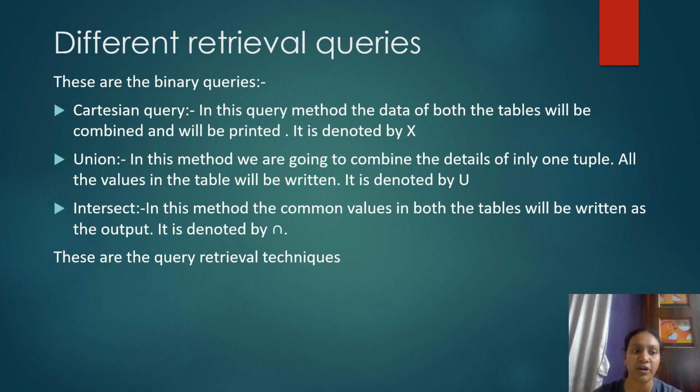The Cartesian product, union, and intersect, these three conditions come under the sets. So these are the set conditions for the retrieval queries, and these are all the different retrieval query techniques.